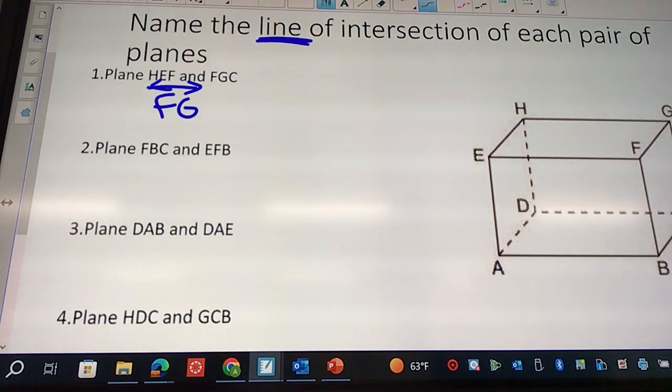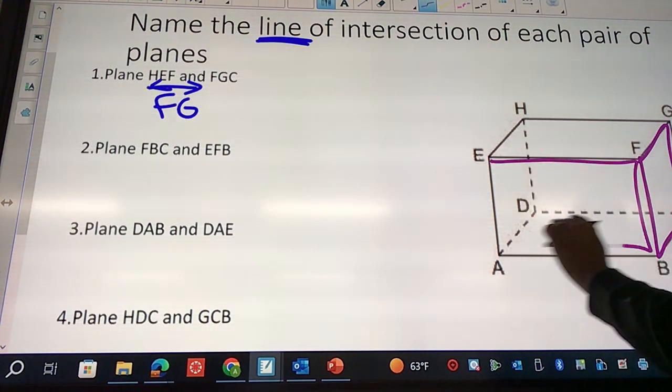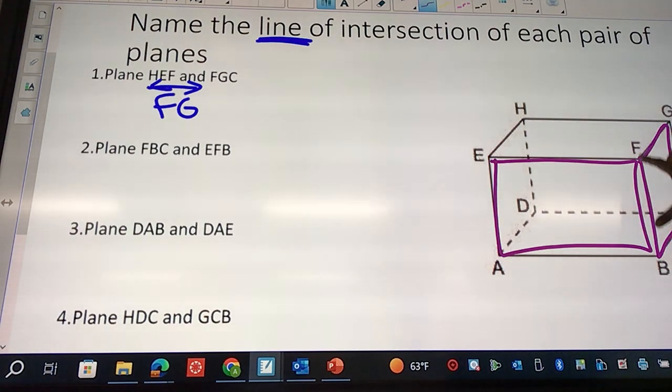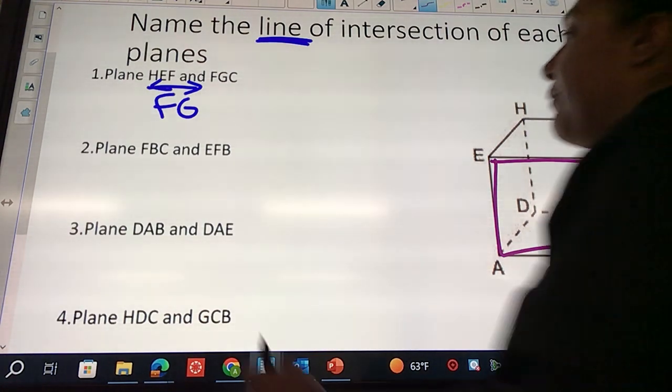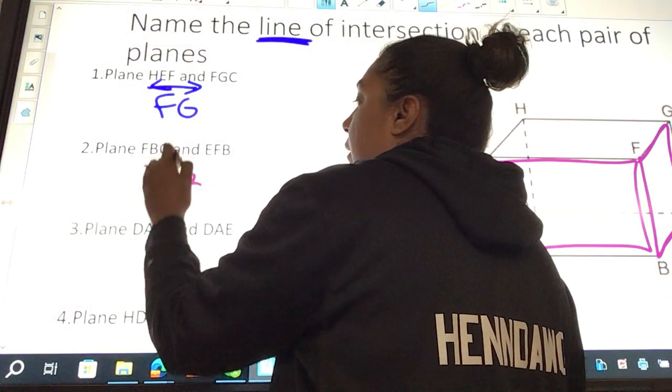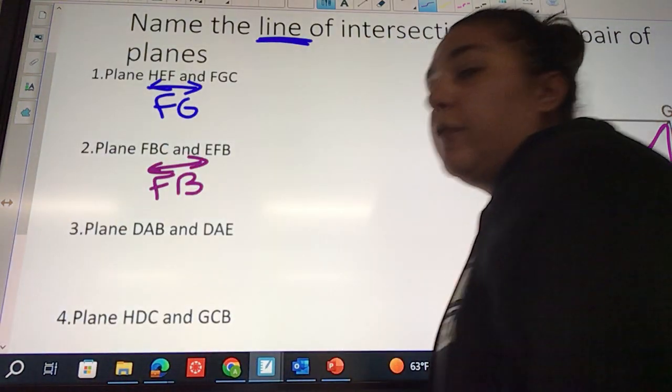Okay, FBC, that's going to be the side box. And EFB is going to be this front box. And so we can see here that it's both. So FB is going to be our line of intersection.